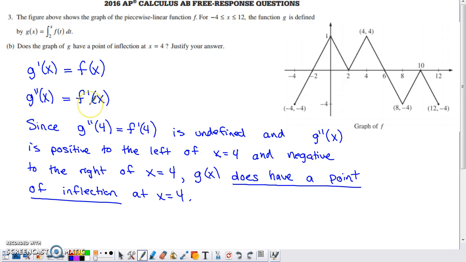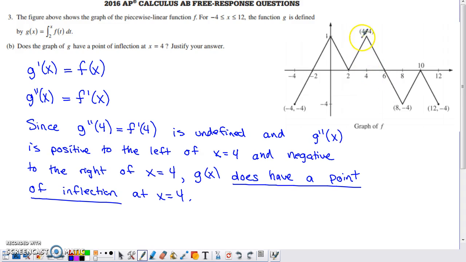And so what you have to recognize here is that to determine values of g double prime or values of f prime, you've got to look at slopes on the graph of f. And so if you think about points of inflection, we need a change in concavity from either concave up to concave down or vice versa. And in order for the second derivative to change signs, in order for that change in concavity to be present, we need our second derivative to either be undefined or 0 at the x value that's under consideration.